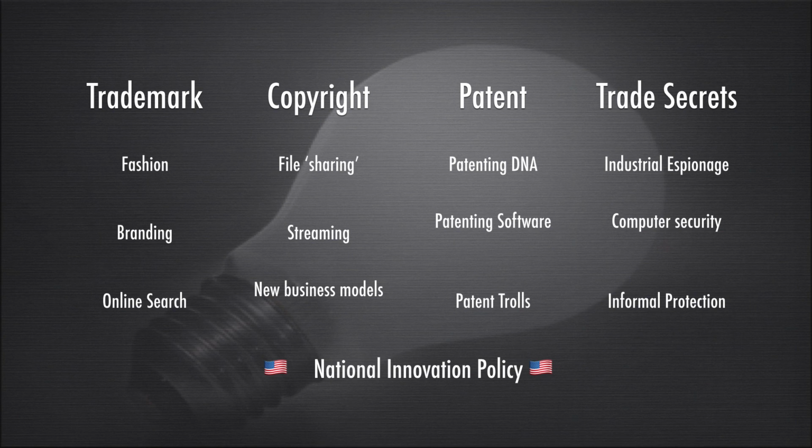In the patent area, we're seeing more and more patenting of new types of technologies such as DNA and software. And of course, there's real questions about whether the patent system is working well with the advent of what are generally known as patent trolls. In the trade secrets area, we don't spend a lot of time on this in the course, but we'll spend some. And we'll talk about things like industrial espionage, computer security, and how you protect yourself without resorting to the more formal aspects of IP. And the background of the course is about national innovation policy, because that really, at the end of the day, is what intellectual property law is all about.